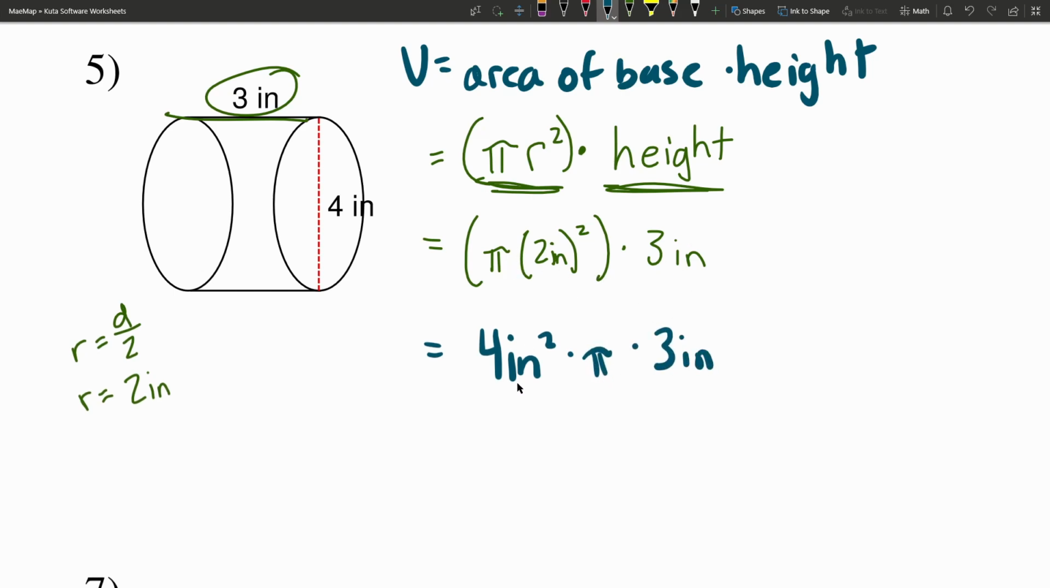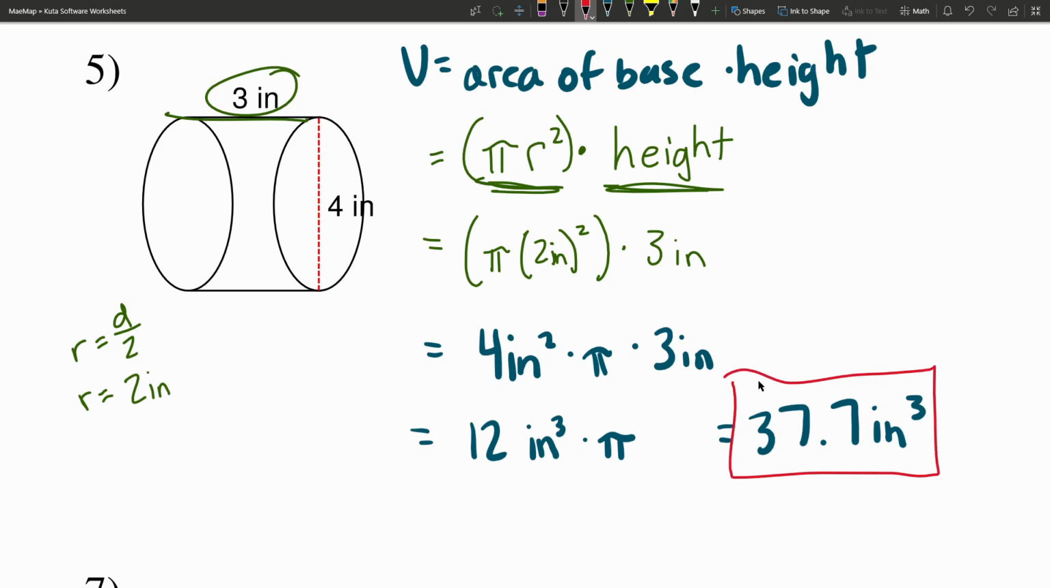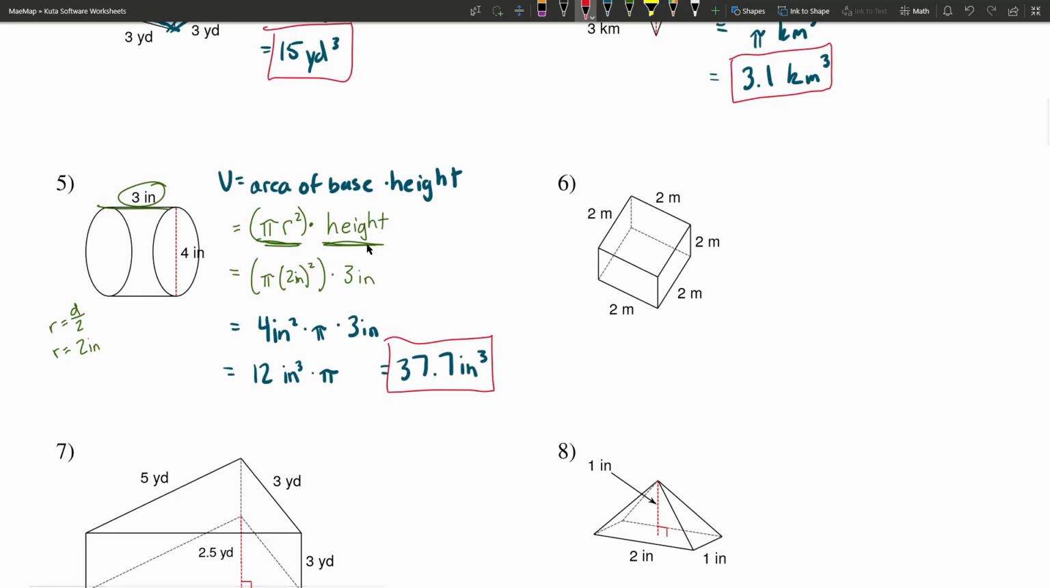And remember, we're multiplying, so the order in which I put these doesn't matter. 4 inches squared times 3 inches, 4 times 3, that's 12, and that'll be 12 inches cubed times pi. Remember, pi is 3.14, so multiplying that by 12, we get approximately 37.7 inches cubed. That's our volume in number 5. Let's move on to number 6.